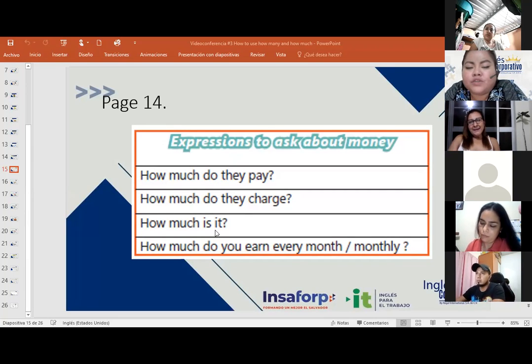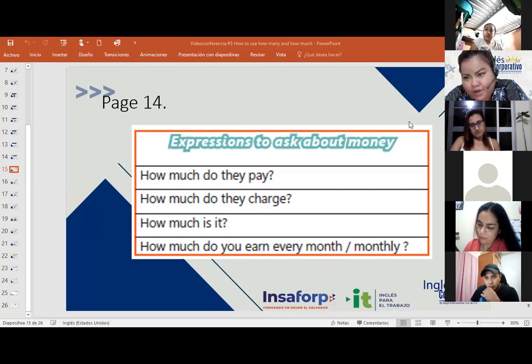Now we have the questions. How much do you earn every month? How much do you earn monthly? I earn $5,000. Ni que fuera diputado. How much do you earn monthly? I earn $100 monthly. Right? So that's when you're going to use each of these questions, right?